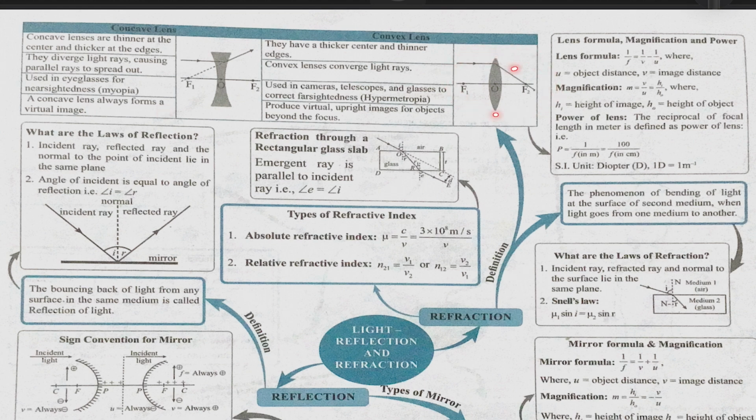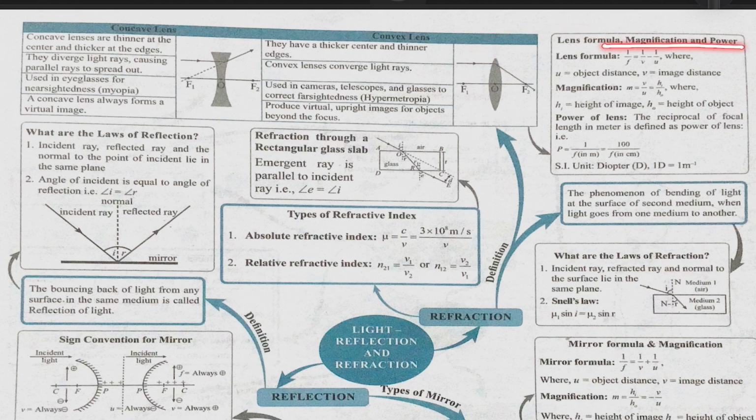Coming to the convex lens, by seeing the image only, it is very clear. It is thicker at the center and thinner at the edges. They are going to converge the light rays. That is why it is called a converging lens. It is used in cameras, telescopes, and glasses to correct farsightedness, nothing but hypermetropia, whereas a concave lens is used to correct myopia. Then the convex lens produces virtual upright images for objects which are within the focus.